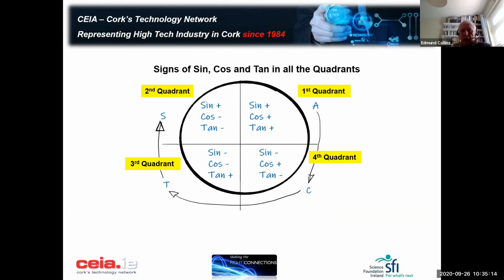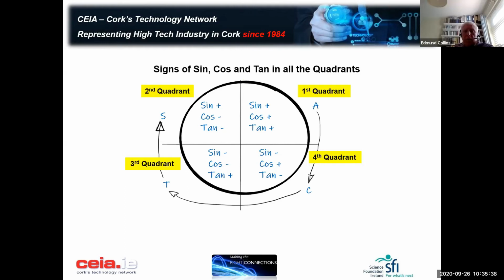So in the first quadrant, we can see that they're all positive: sine, cosine, and tan. In the fourth quadrant, only the cosine is positive. In the third quadrant, only the tan is positive, and in the second quadrant, only the sine is positive.